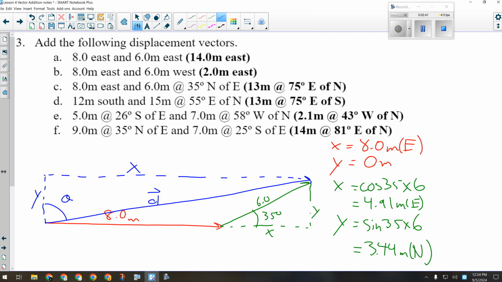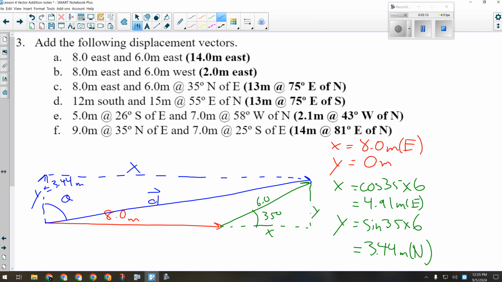I need to find its x and y components. Now, the only time in this whole trip where this thing goes north or south is in the green triangle. Agreed? All right, so what's the relationship between green y and blue y? They're the same. It's the only time this object goes north. So really what I'm doing is going 3.44 meters north plus 0, because in the first vector we didn't do anything that way. So I know that blue y is 3.44 meters, and it's north.